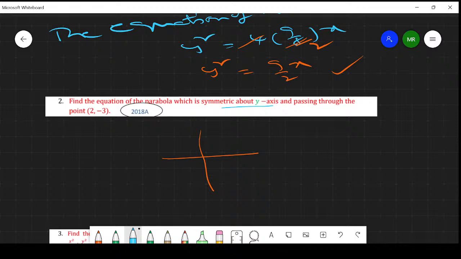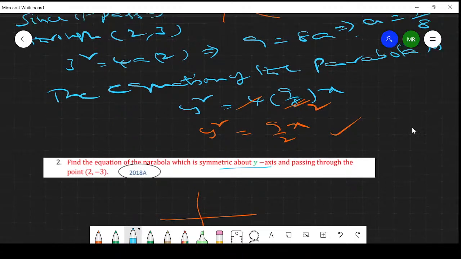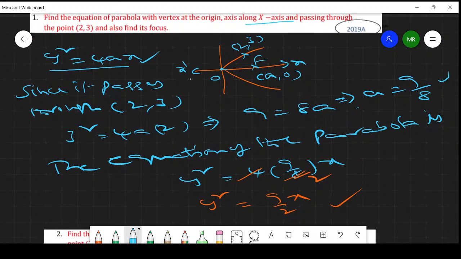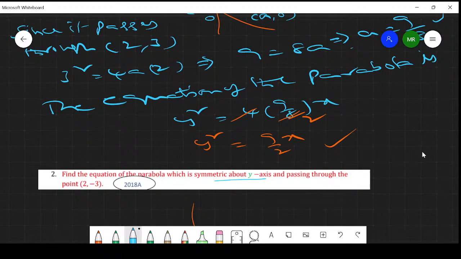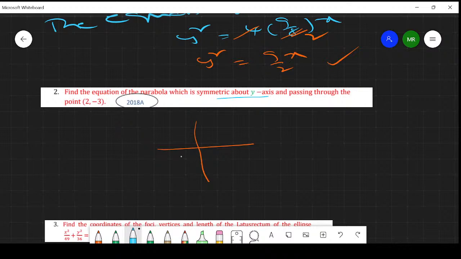The previous parabola is symmetric about x-axis. If you fold this parabola on x-axis, this curve coincides with itself. They are asking about a parabola symmetric about y-axis, which means a vertical parabola, an upward or downward parabola. If you take an upward parabola, it won't pass through (2, -3). Since (2, -3) is a point in the fourth quadrant, it will be a downward parabola. The parabola will come like this. This is the required parabola.